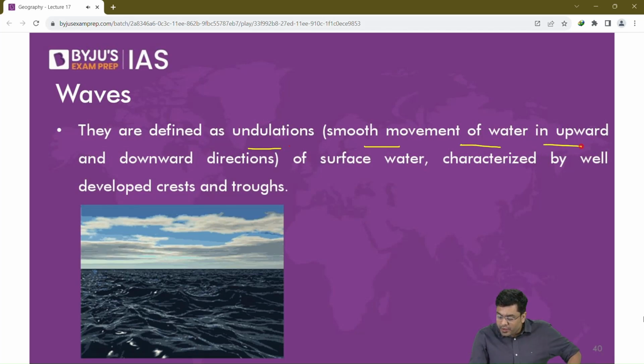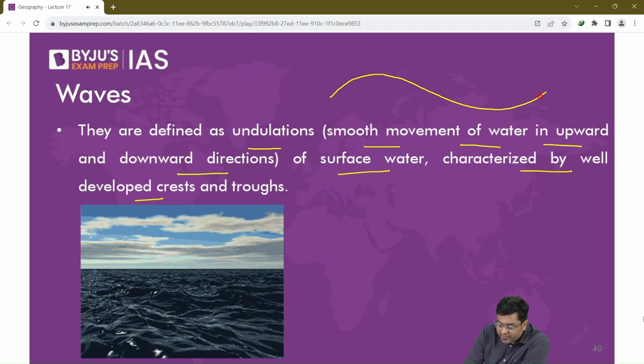So here they are defined as the smooth movement undulations, smooth movement of water in upward and downward directions of surface water, characterized by well developed crest and troughs. So here, what is meant by crest and trough? So let's suppose you consider this. So you have this as the crest, this as the trough.